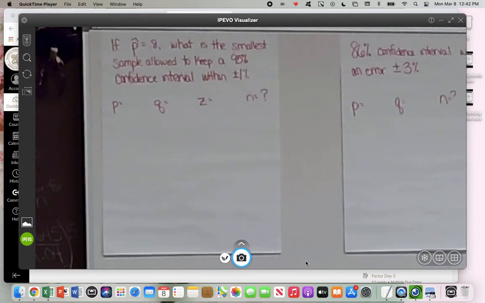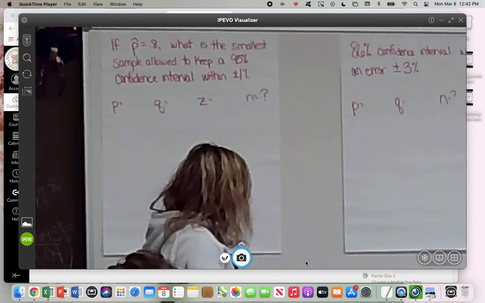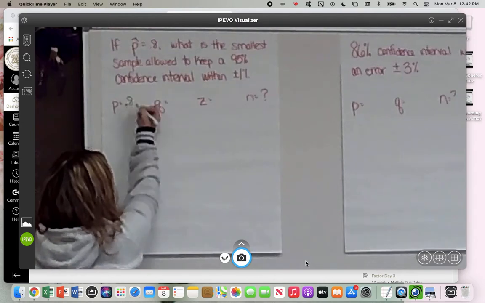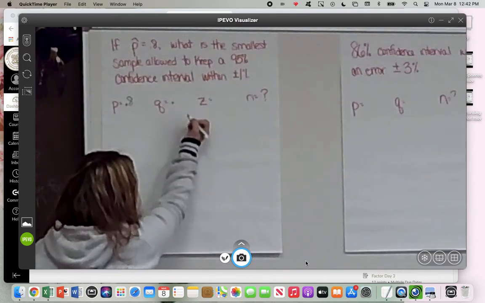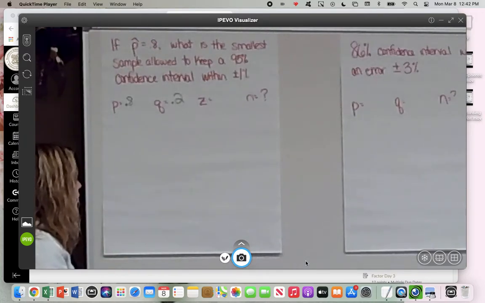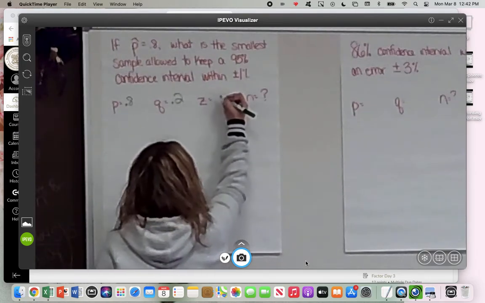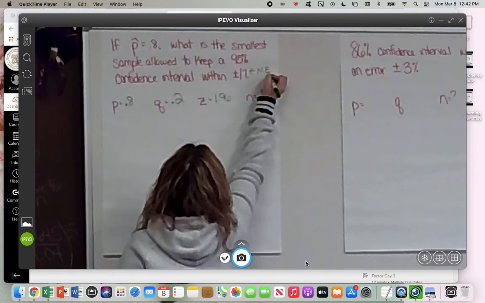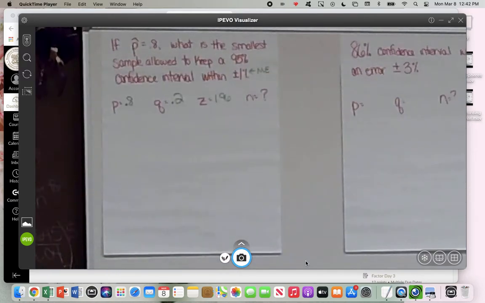Okay, let's take a look at this next example. This time I actually give you a value for probability of success. What is that? All right, probability of success is 0.8. So that means probability of failure is? Now hopefully you have this one memorized. What's the z that corresponds with the 95% confidence interval? 1.96. Yeah, that's the 1.96. And then this right here is our margin of error. We want to be within 1%. So we want to be pretty accurate here.